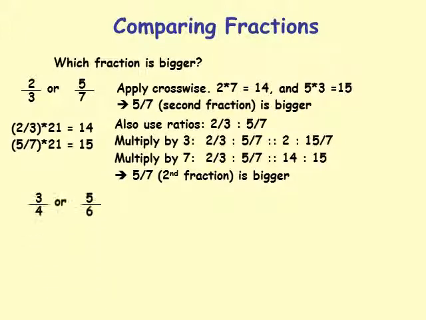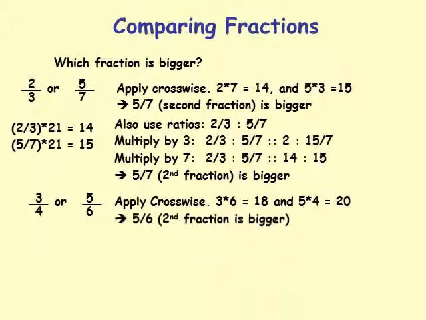Let's take another example now. Is 3/4 or 5/6 bigger? Okay, apply crosswise. 3 times 6 is 18. 5 times 4 is 20. 20 is larger than 18, so the second fraction is bigger. 5 over 6, the second fraction, is bigger.